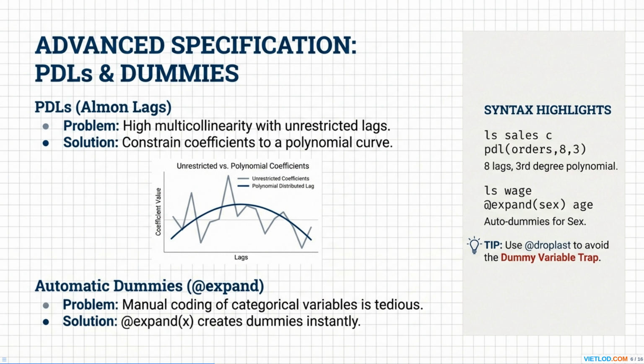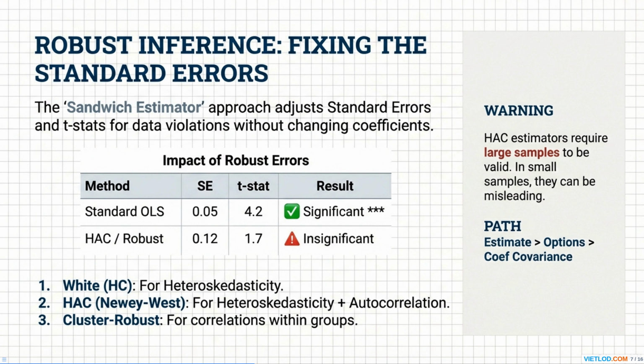Turning to categorical variables, manual coding of dummies is tedious and error-prone. EViews simplifies this with the @expand function. It automatically generates dummy variables from a categorical series, such as @expand of sex for gender. Remember, it's essential to use @drop_last or similar methods to avoid the dummy variable trap, ensuring your model remains well specified. These tools help us correctly specify the mean equation of our model. Next, let's explore how to ensure our statistical inference is correct, even if the error terms aren't perfect.